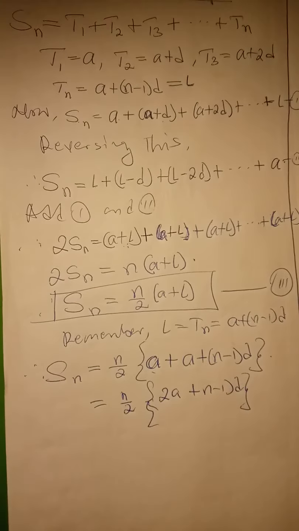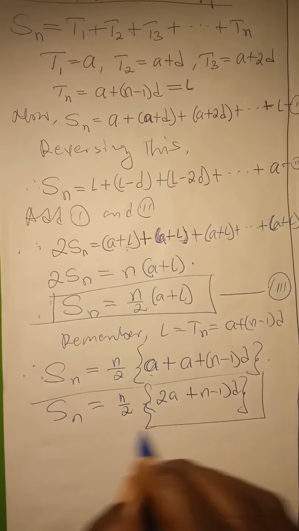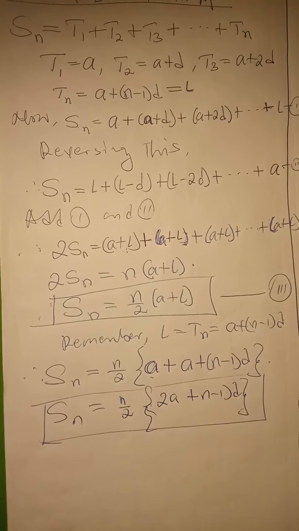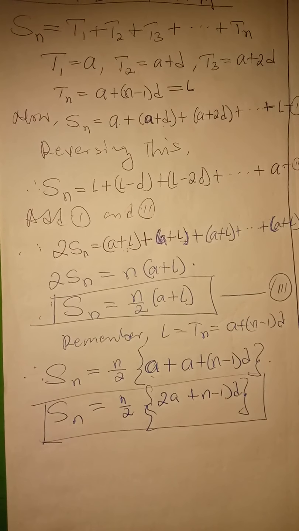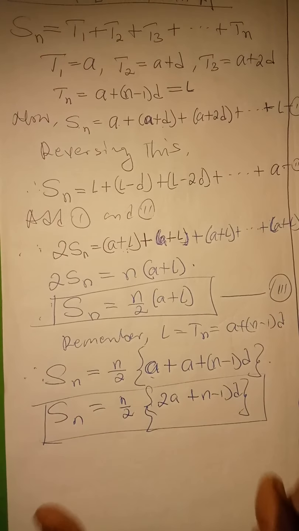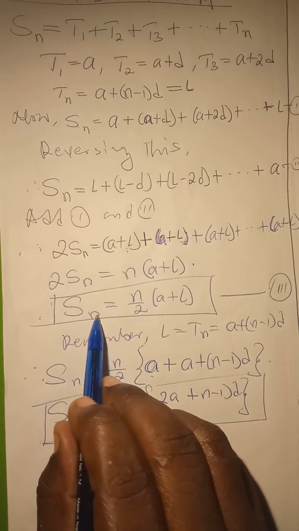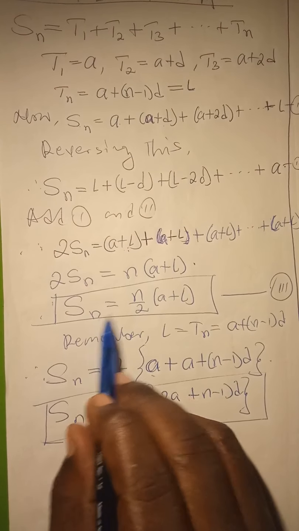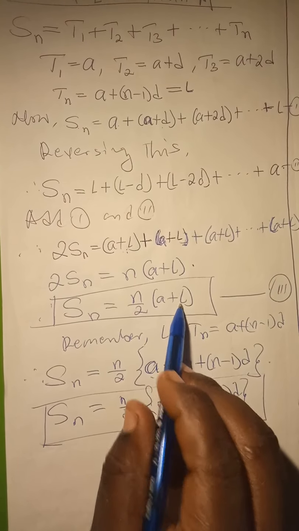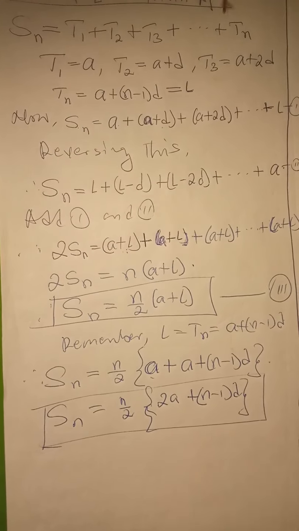Now, I have my formula. This is the second formula with which we calculate. There are two formulas with which we calculate the sum of terms in an AP. Okay? Now, with this formula, let's take some simple example. If you notice, n means the number of terms. A is the first term. L is the last term. And so on and so forth.